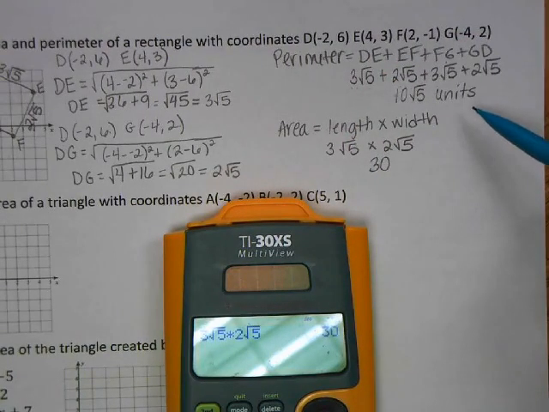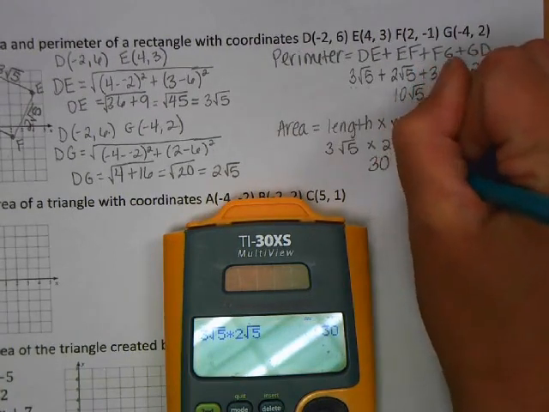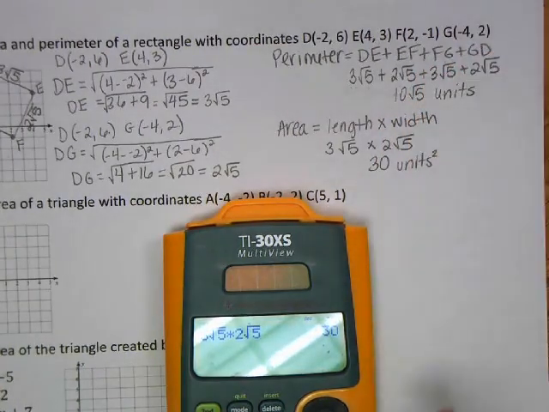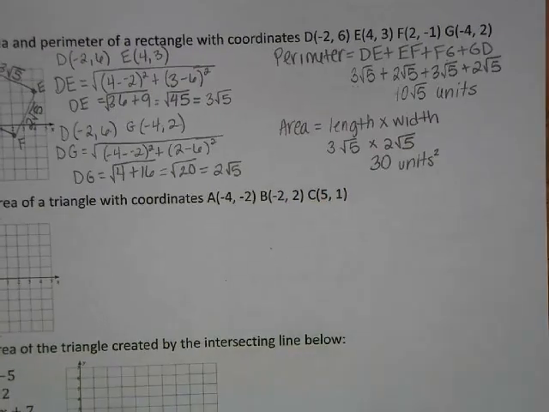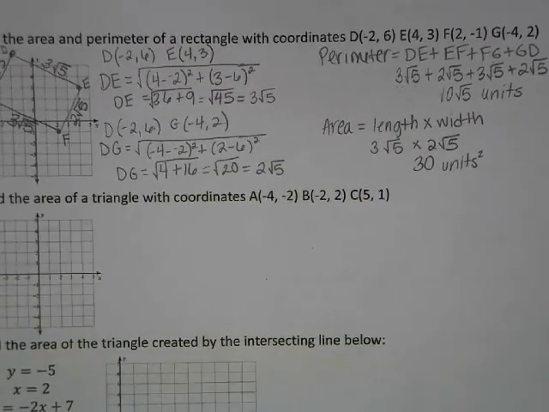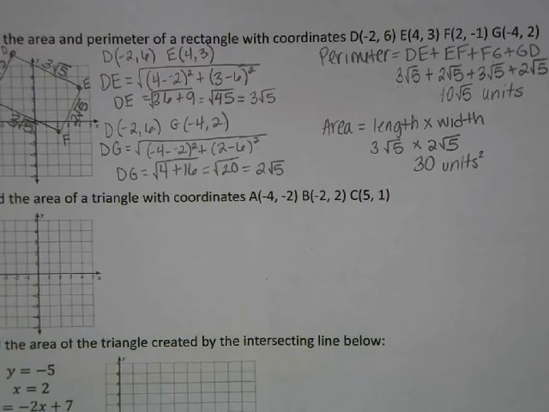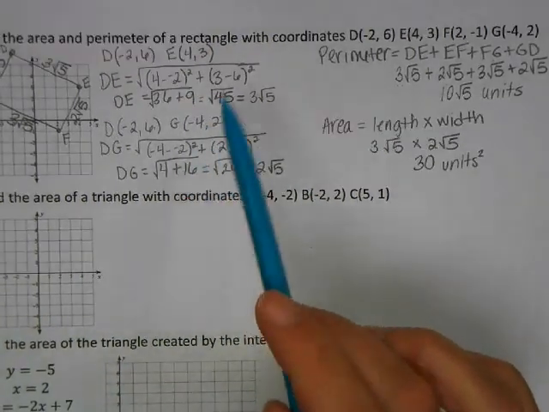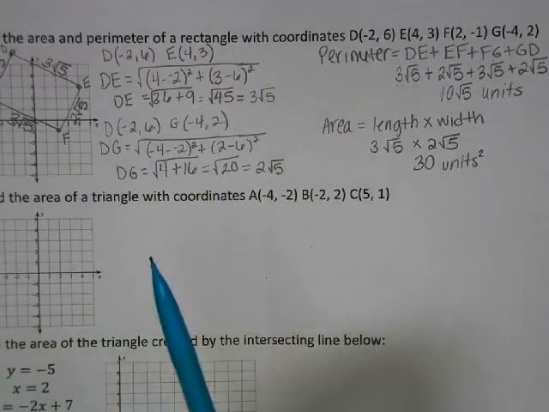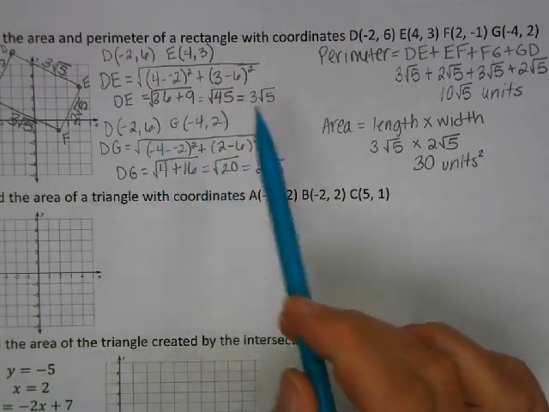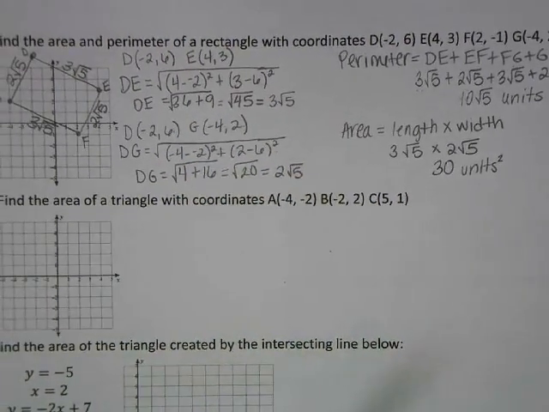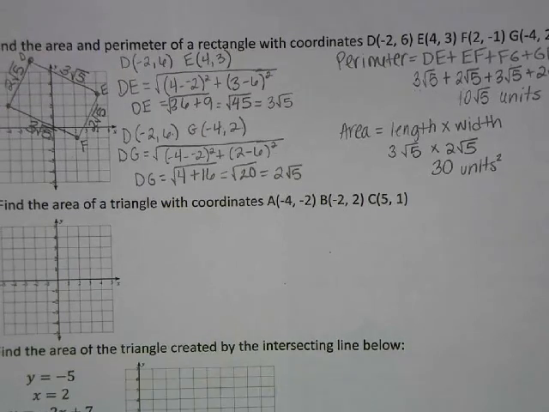And similarly to what we did with the perimeter, this is just measured in units. So area is square units. So that's how you would calculate the area and perimeter of a rectangle in the coordinate plane. So notice how the distance formula that we used back in the previous section still gets applied now that we're calculating area and perimeter in the coordinate plane.